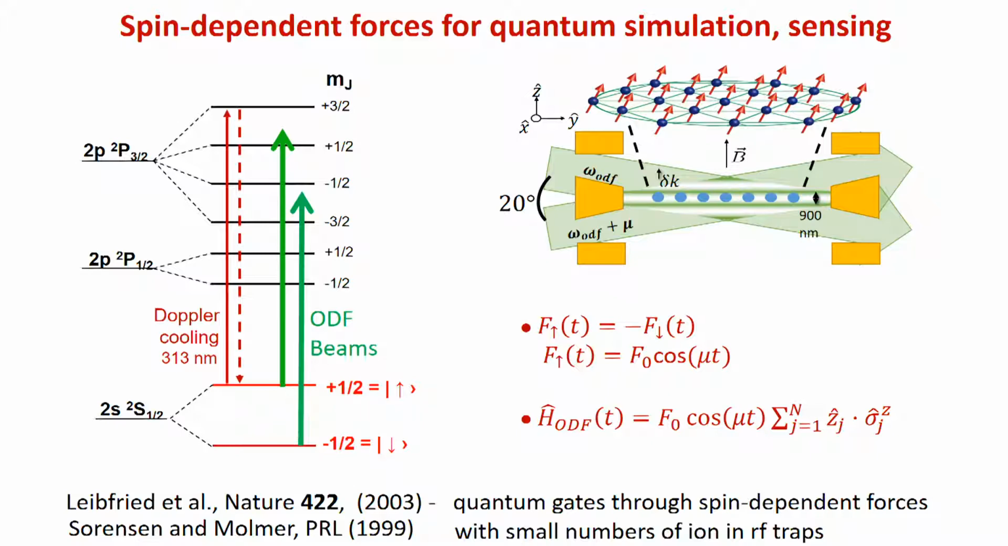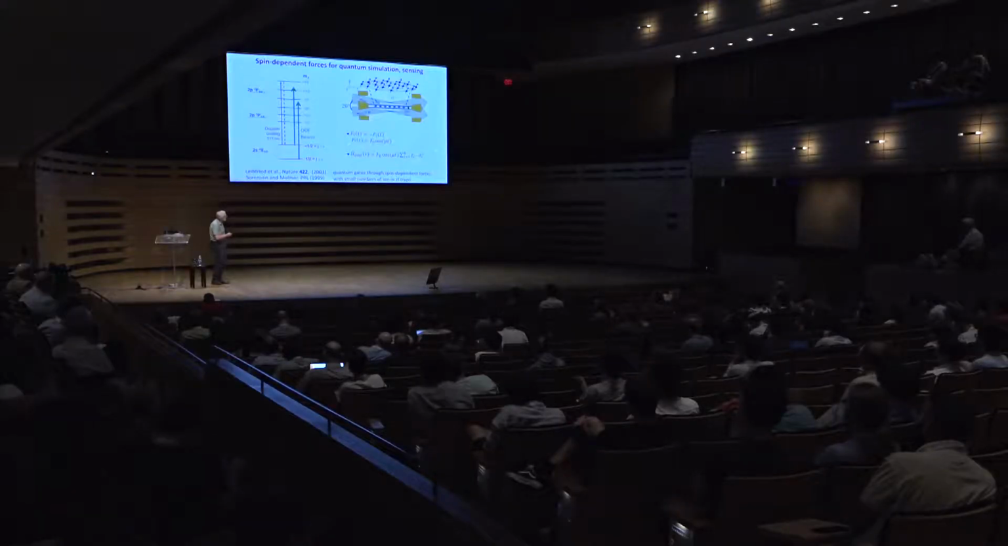If you recall back to Monday's talk, Jonathan talked about an interaction which was an X sigma X, so it's very similar. This is what we call a light shift gate. Jonathan's was a Mølmer-Sørensen gate configuration. So this is the starting point for quantum simulation and quantum sensing experiments for us.